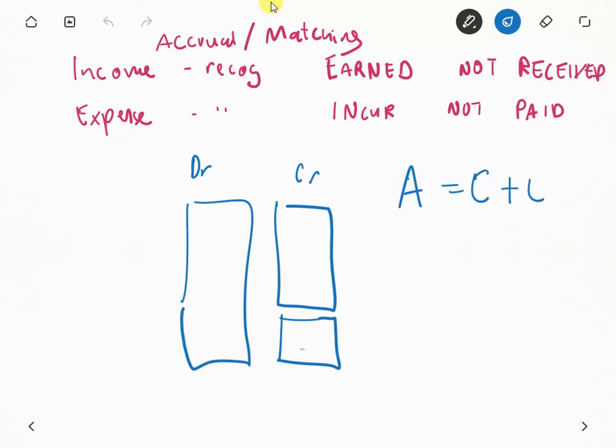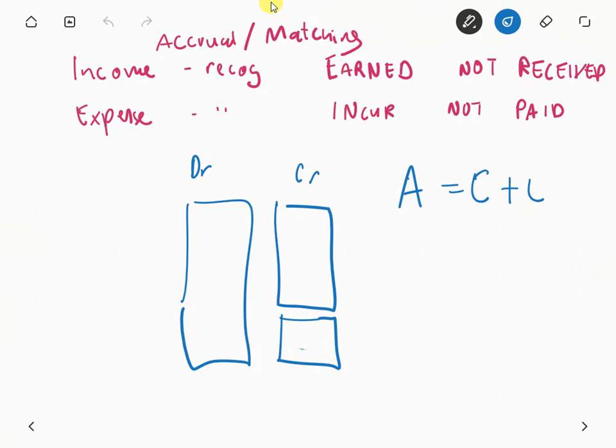That is why, in your answer later, income is recognized when we earn. It doesn't matter how much you receive. You may receive more or receive less, you only recognize what you earn. Same thing for expenses: you recognize when you incur. Got it?